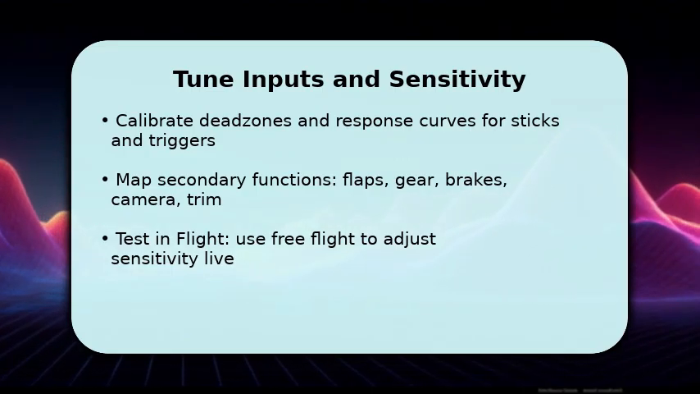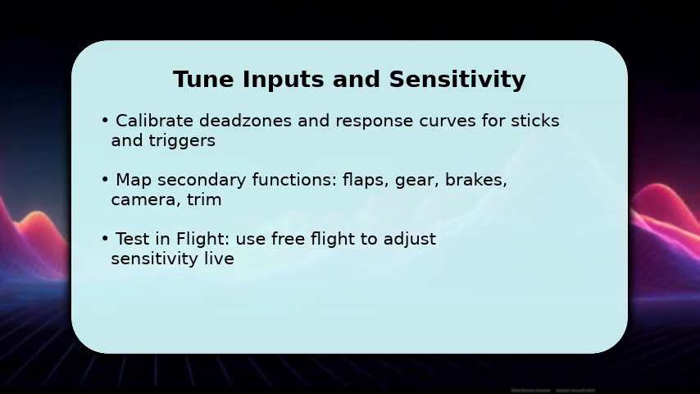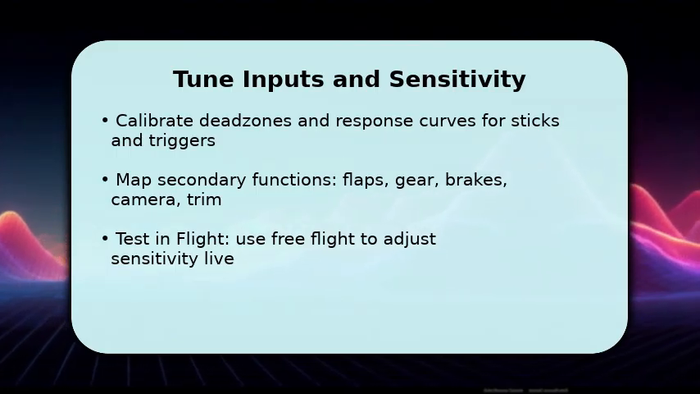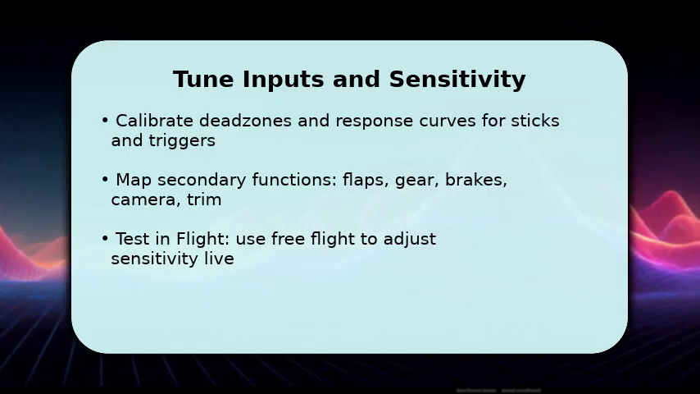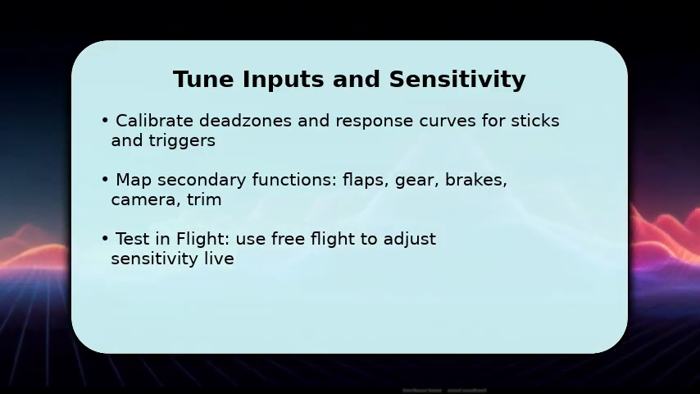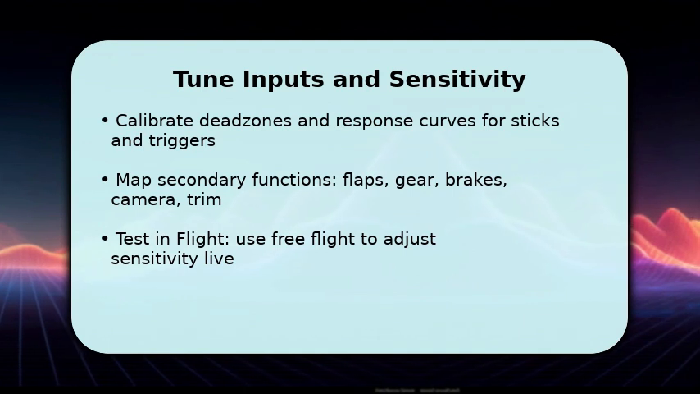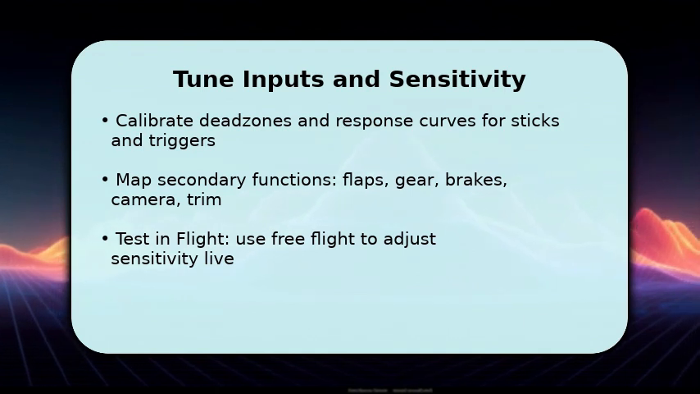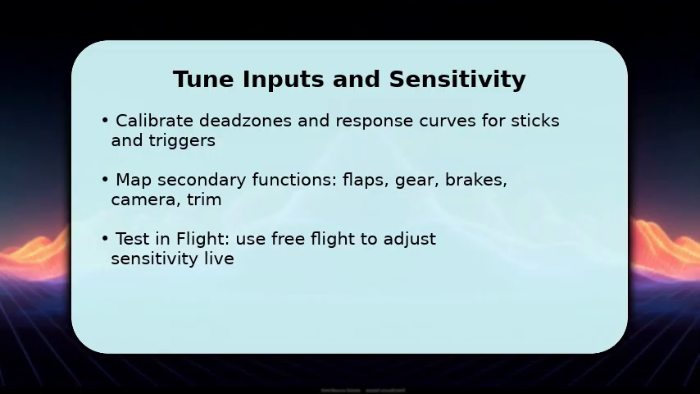Then map secondary functions, flaps, gear, brakes, camera, trim, to spare buttons and triggers to reduce menu fumbling. Once mapped, test in a short free flight and adjust sensitivity sliders while airborne. This iterative checking ensures control feels natural for takeoff, climb, and approach.